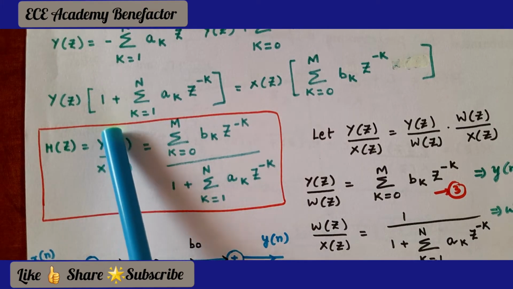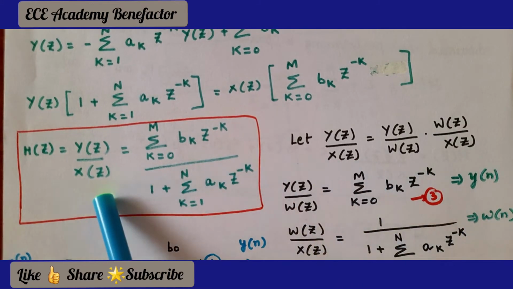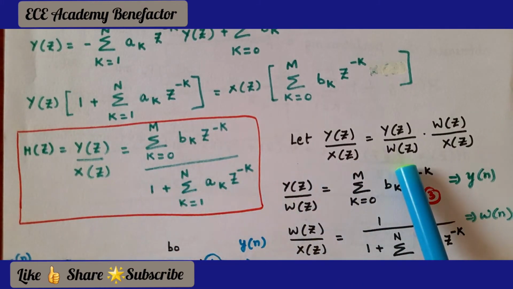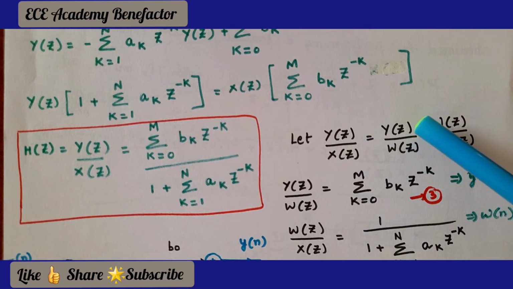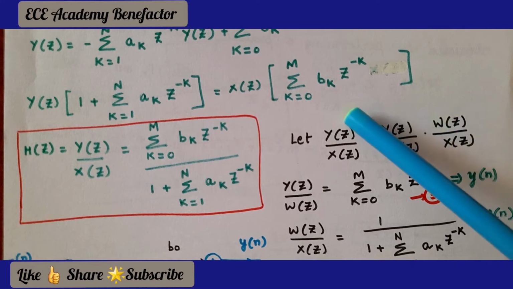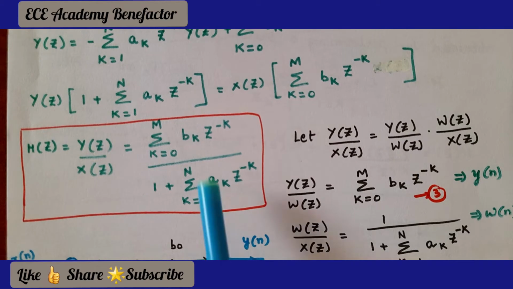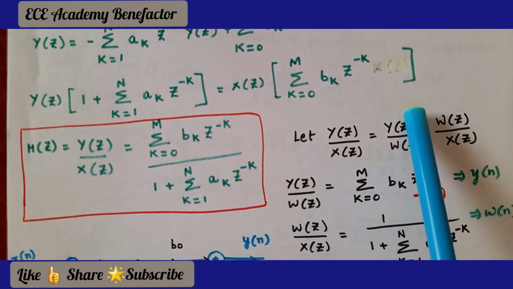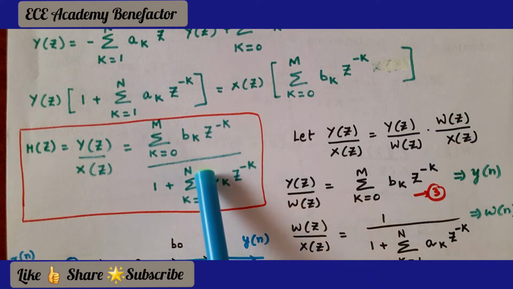Now for direct form 2, we have to write Y(z)/X(z) in this form. Y(z)/X(z) can also be written as Y(z)/W(z) times W(z)/X(z), that is, multiplying and dividing by W(z). When written like this, it has two parts, first part and second part, and this is a transfer function.